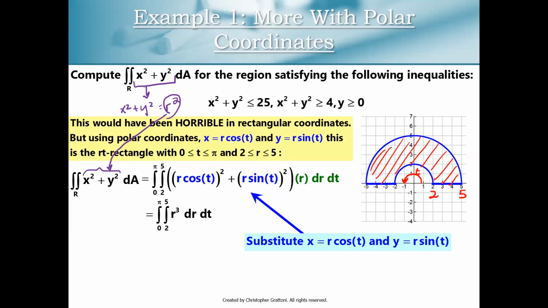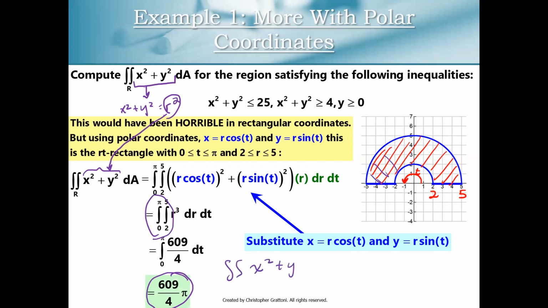All right, the rest of this is integrating over a rectangle. So we have a fairly simple integrand, and our limits of integration now are constants, which is nice. So this double integral becomes pretty easy to sort out. We get 609 pi over 4. And remember, that is not the area of our half donut, but rather the volume of the kind of Roman amphitheater or stadium or whatever that's described by this surface, x squared plus y squared, floating over that half donut shape.